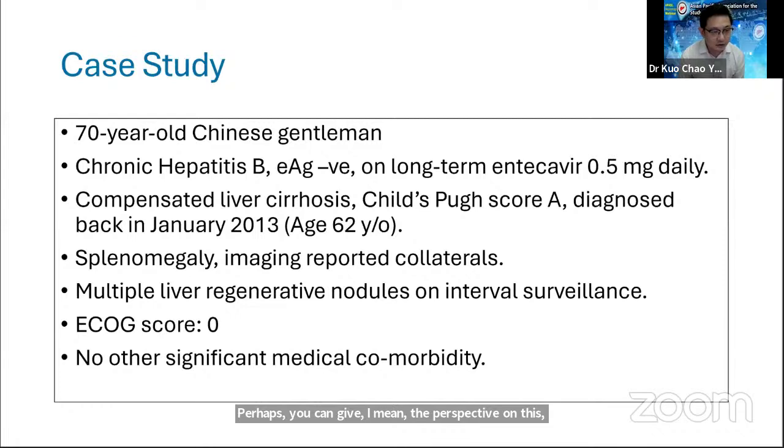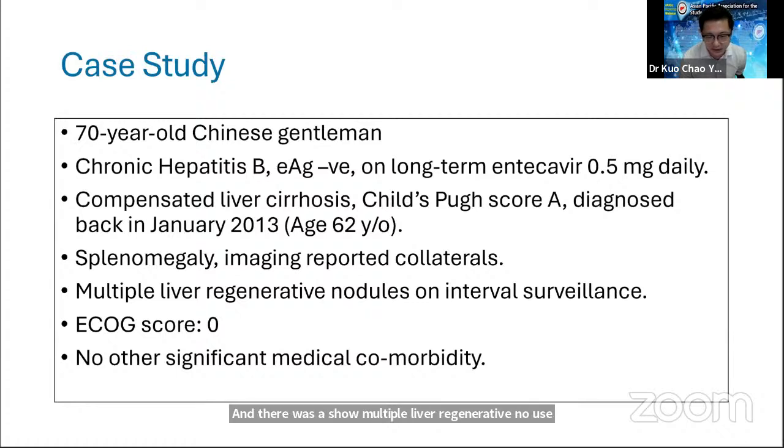So I have a case of a 70-year-old Chinese gentleman. He had chronic hepatitis B at the e-antigen negative phase on long-term entecavir, and the virus is well suppressed. He had compensated liver cirrhosis, Child-Pugh score A, diagnosed back in 2013 when he was aged 62. There was evidence of clinically significant portal hypertension with splenomegaly and imaging-reported collaterals. There were also multiple liver regenerative nodules on interval surveillance, and his ECOG is 0.